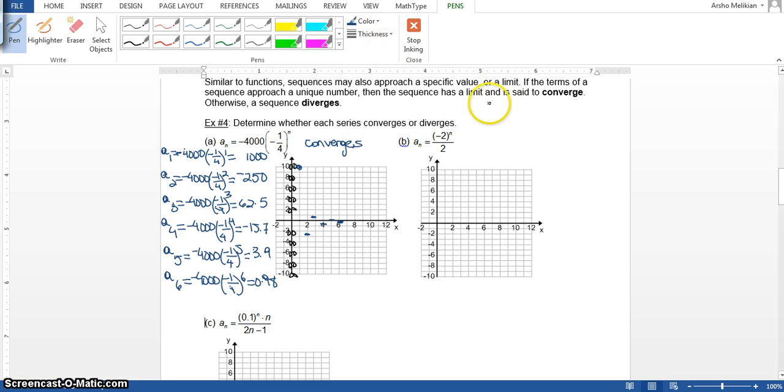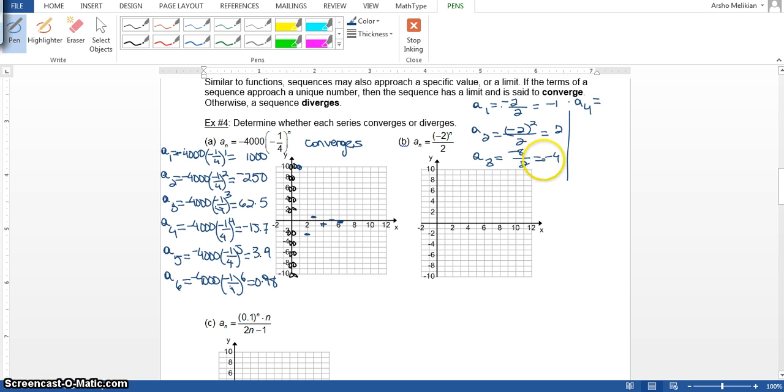All right, for the second sequence, we're going to do the same. We want to find A1, which is equal to negative 2 over 2, and that's negative 1. A2 is negative 2 squared over 2, and that's equal to 4 over 2, which is 2. Now, A3, in this case, n is equal to 3, so we're going to put 3 in here. Negative 2 cubed is negative 8 over 2, negative 4.